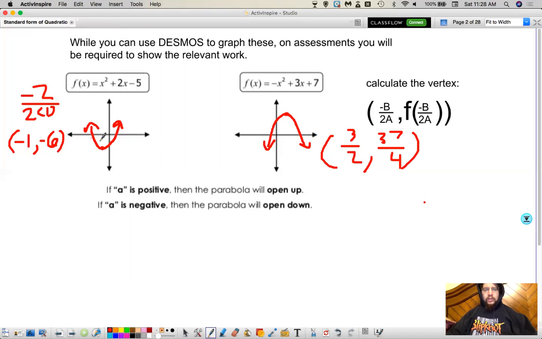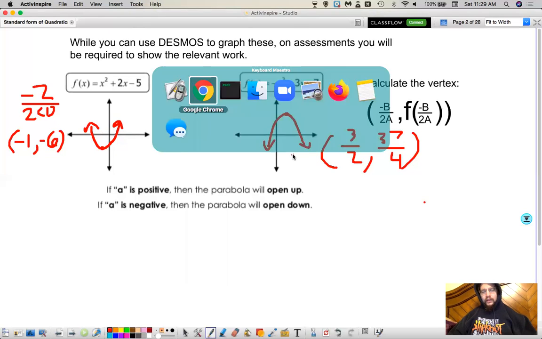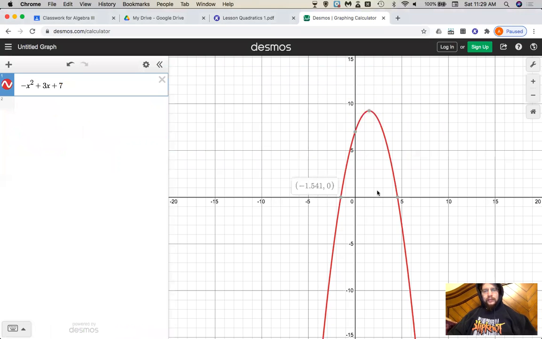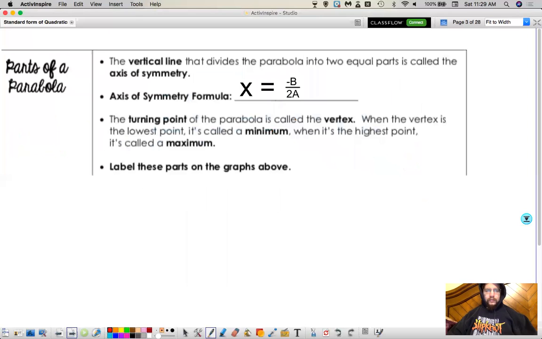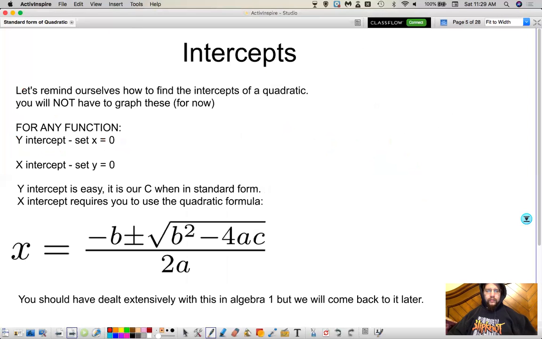Remember, the graph of a quadratic is called a parabola. That's the name of this type of graph. The function is a quadratic. The graph is a parabola. If the a is positive, it's going to open up. If a is negative, it's going to open down. Now, I'm not going to make you graph the intercepts. Sometimes they'll be easy. Sometimes it won't. For now, I won't make you graph them, but I do want to talk about them.